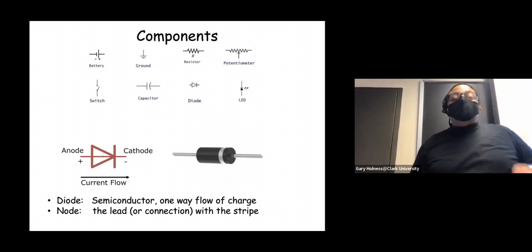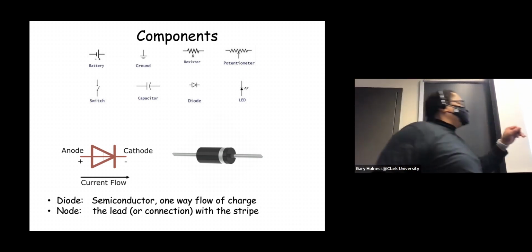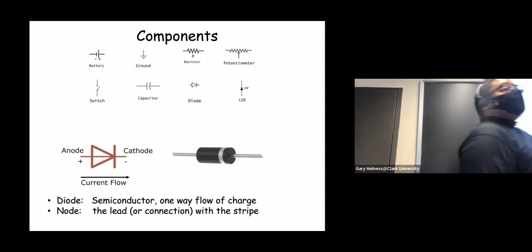It passes current in only one direction, from anode to cathode. Or if you're talking about the free flow from the bottom of the battery up in this direction. But if you were to reverse the battery, it wouldn't work. Okay? All right. Any questions about this?